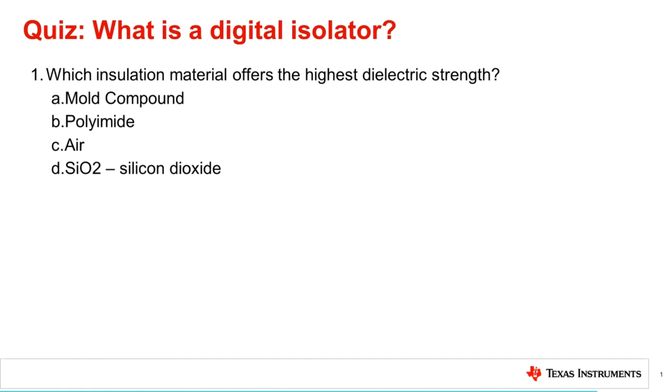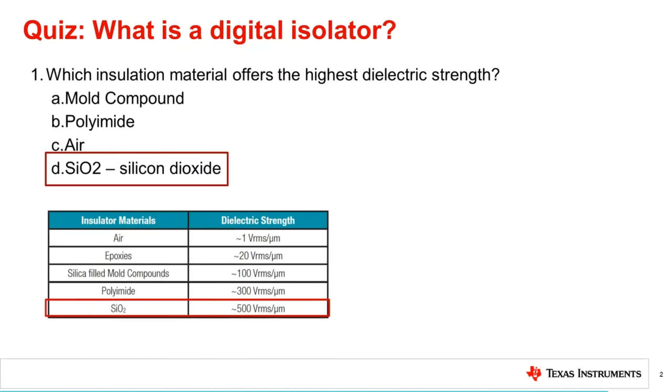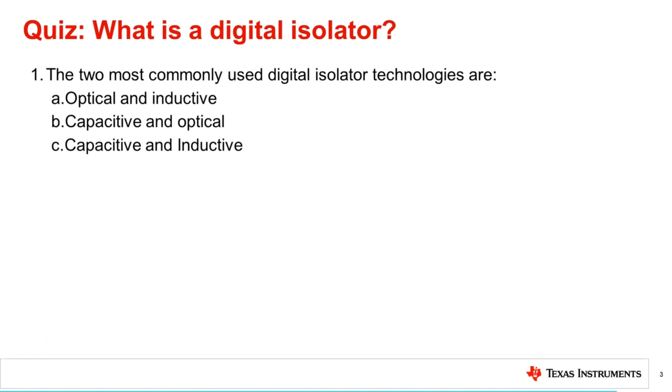Question 1. Which insulation material offers the highest dielectric strength? Mold compound, polyimide, air, or silicon dioxide? Silicon dioxide offers the highest dielectric strength at about 500 volts per micrometer. The most commonly used digital isolator technologies are optical and inductive, capacitive and optical, or capacitive and inductive. Capacitive and inductive topologies are the most commonly used for digital isolation.